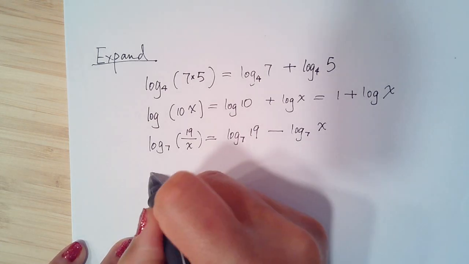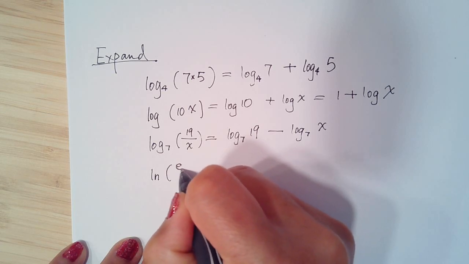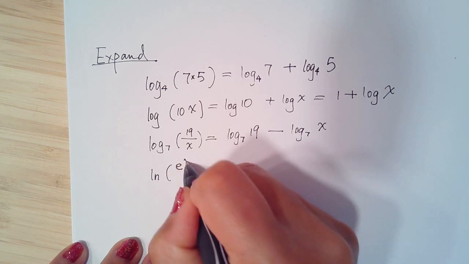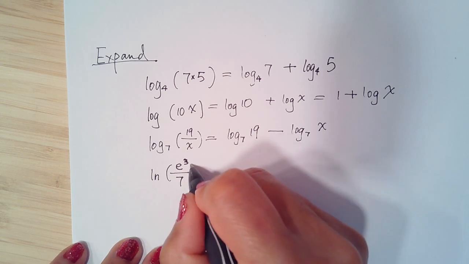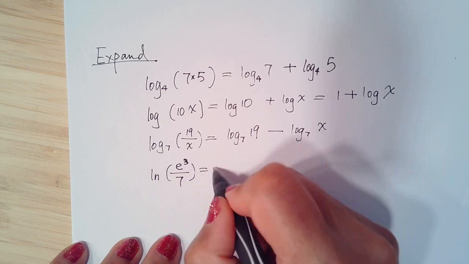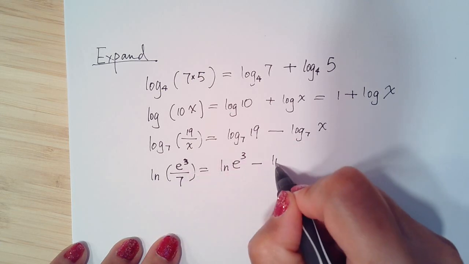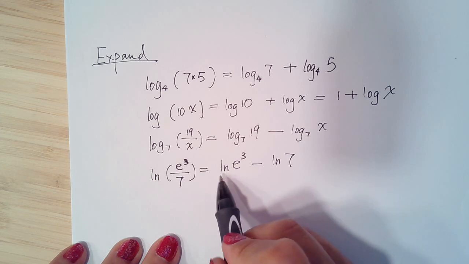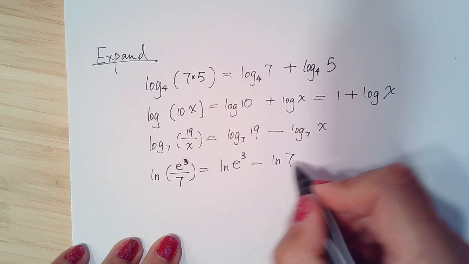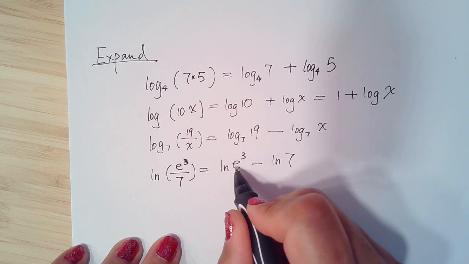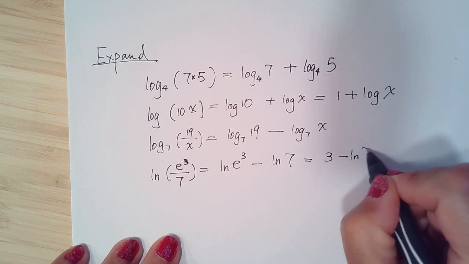Continue. ln, you know what ln is? ln means log base e. And e to the third over 7. This is the division, so I'm going to do log base e of e to the third on top, minus log 7. And what is this? Log base b, here it is e, right? The base is e, e cubed. So I bring this 3 in front, times log base e of e, which is 1. So that's 3 minus ln 7.